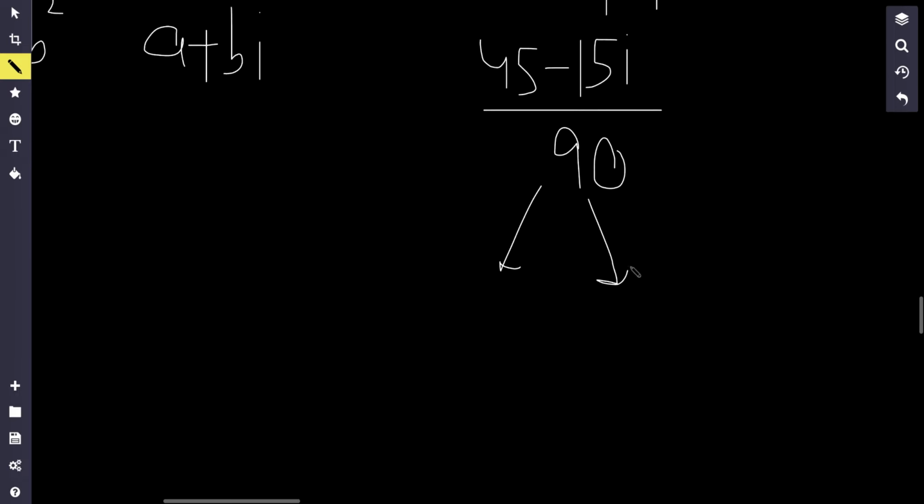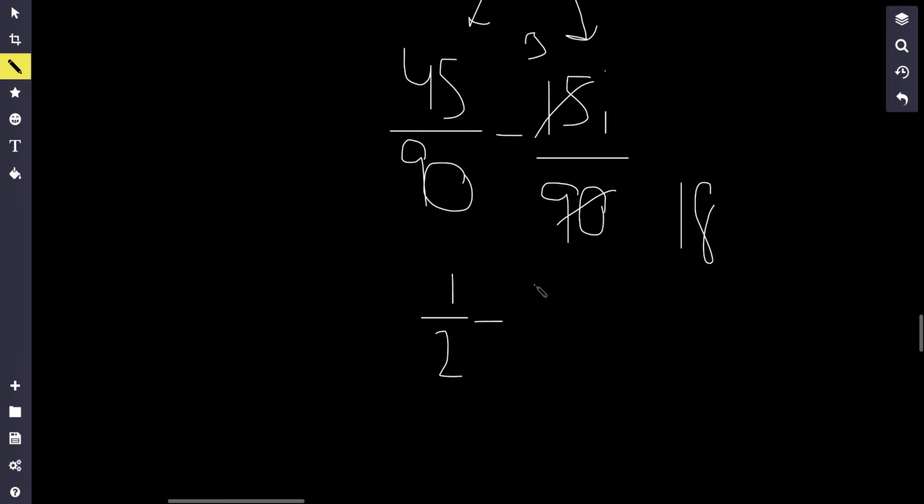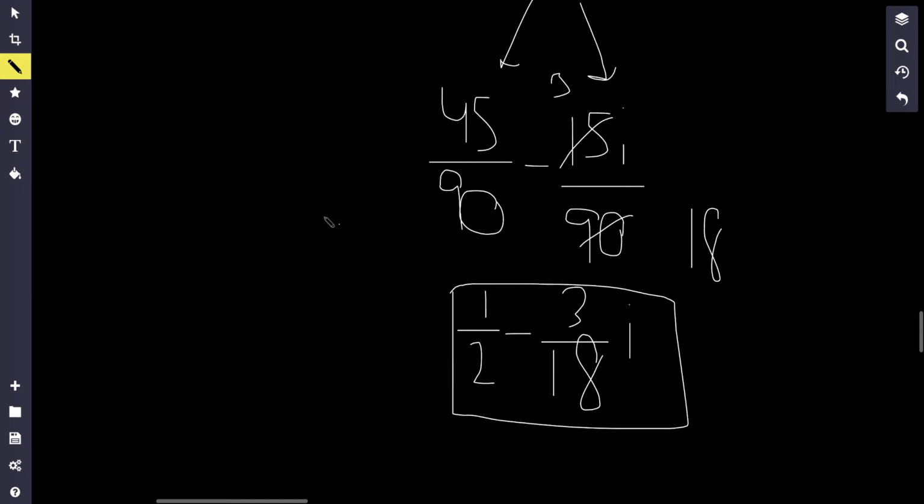And then once again, I'm just going to break this up into 2 fractions. So this is equal to 45 over 90 minus 15i over 90. 45 over 90 is 1/2. For 15 over 90, I can divide both by 5. So what's 90 divided by 5? That's going to be 18. So this is going to be 1/2 minus 3 over 18i. That's going to be our answer in a plus bi form, okay?